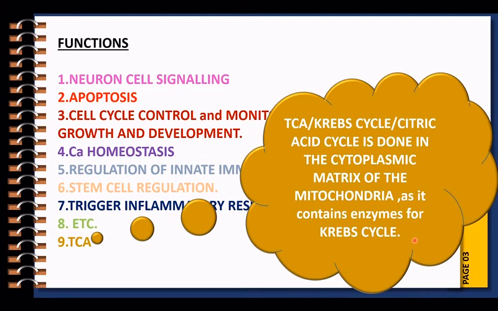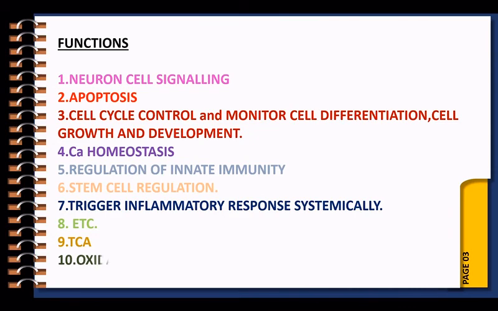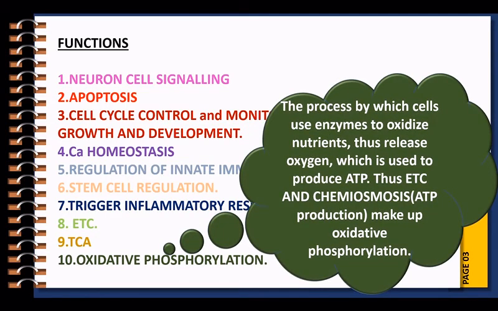And next is oxidative phosphorylation, the process by which cells use enzymes to oxidize the nutrients. The oxygen here acts as the electron acceptor, which is used to produce the ATP. Thus, the electron transport chain along with the chemiosmosis, that is ATP production. So, the ETC and chemiosmosis together are called oxidative phosphorylation.